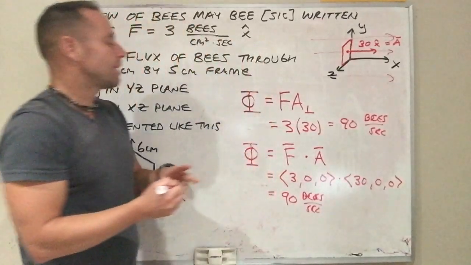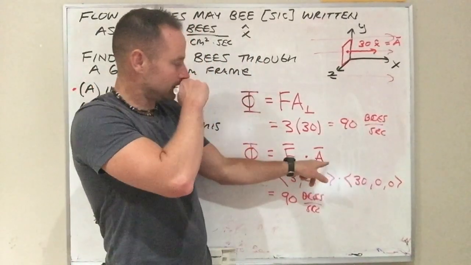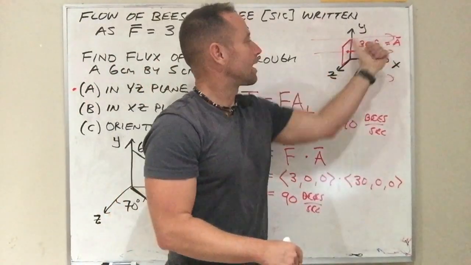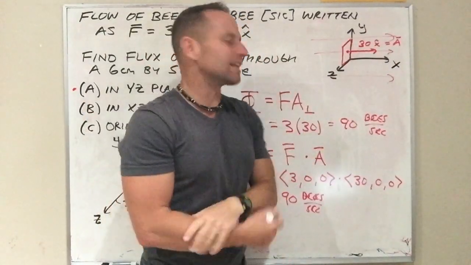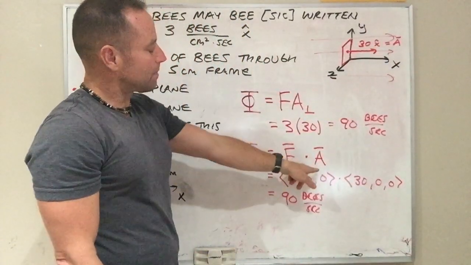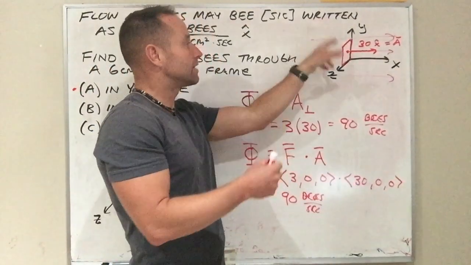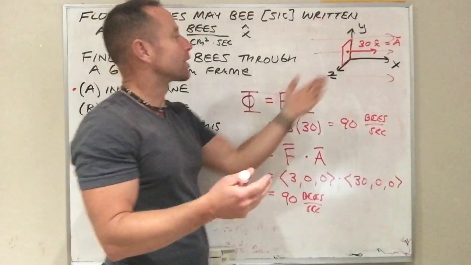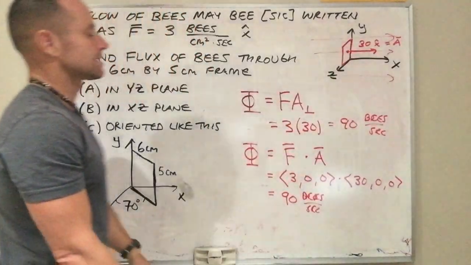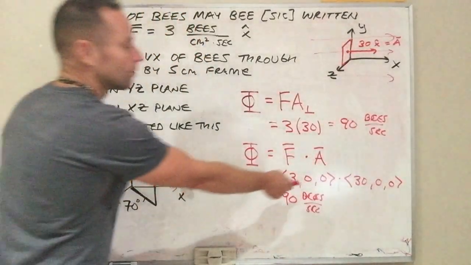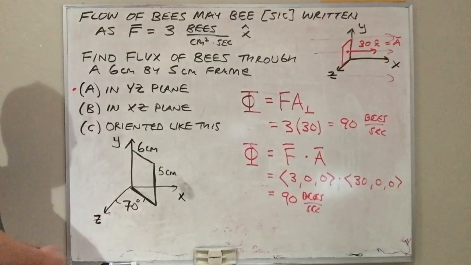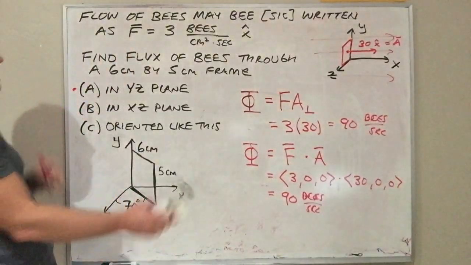Now I haven't really shown you how to decide whether this vector points to the right or to the left. We'll learn how to orient it later. But the big thing I want you to remember is this area vector has magnitude, that's the size of the area, and the direction is just perpendicular to the area itself. So in either case you get 90, okay? So that's kind of like part A.